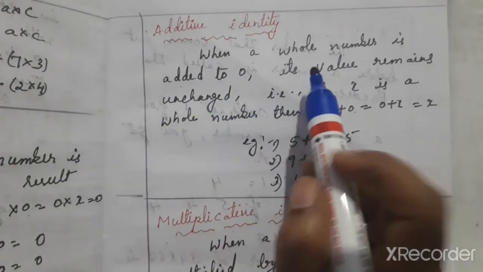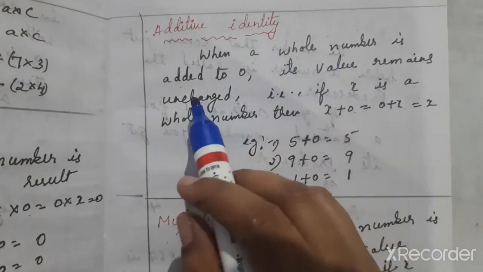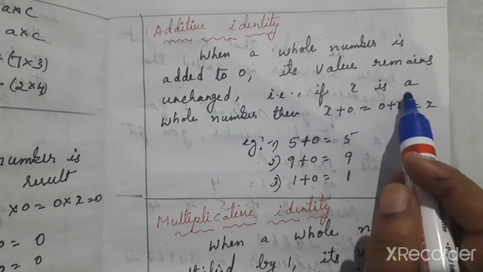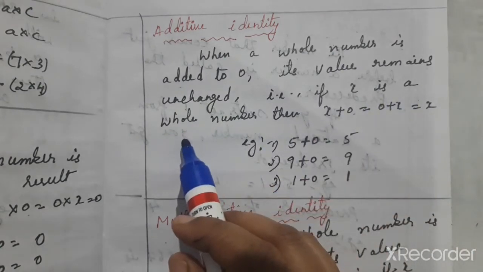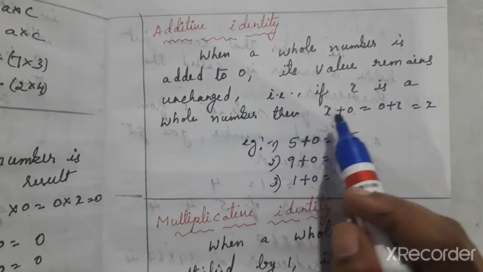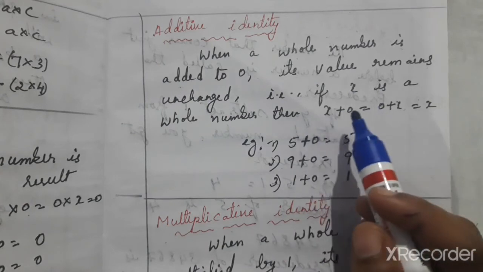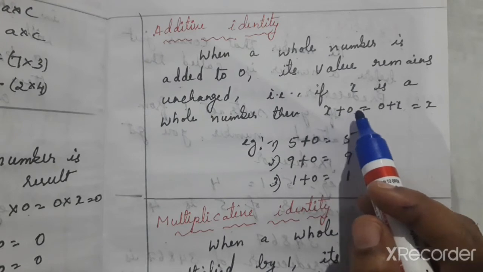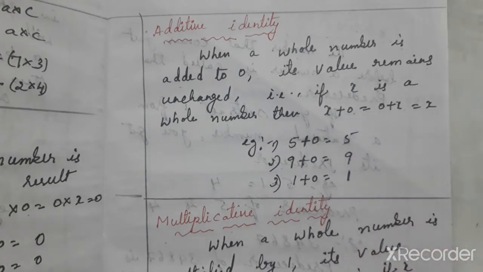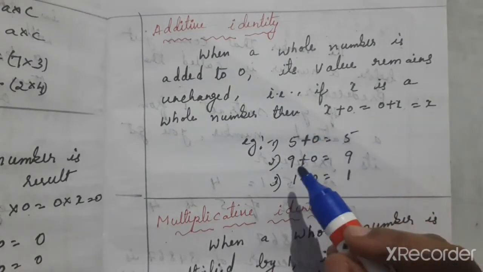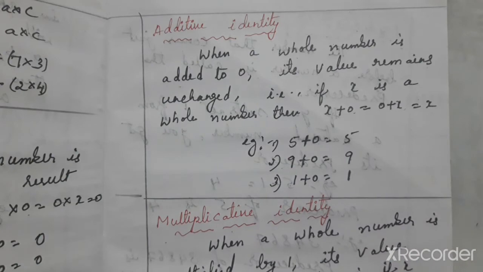What is additive identity? When a whole number is added to 0, its value remains unchanged. That is, if x is a whole number, then x plus 0. So x is a whole number, means 1, 5, any numbers or 0. x plus 0 equal 0 plus x equal x only, the whole number itself. That is additive identity. 5 plus 0 is 5 only. 9 plus 0 is 9. 1 plus 0 is 1.